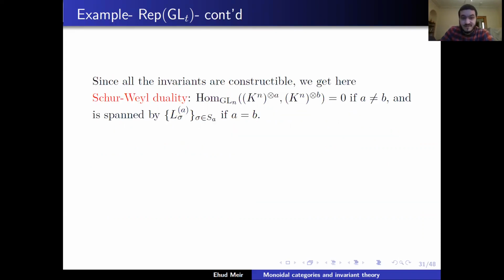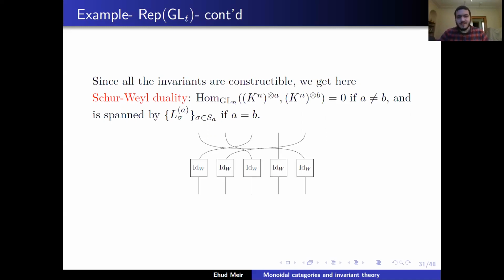Okay, and then since all the invariants are constructible, what we actually get here is Chauval duality. That is that the home in GLN between Kn tensor A and Kn tensor B is 0 if A is not equal to B, and is spanned just by applying tensor permutations if A is equal to B. So for example, by things like this, where we take the first copy of W to the third one, second to the fifth, third to the second, fourth to the fourth, and fifth to the first.